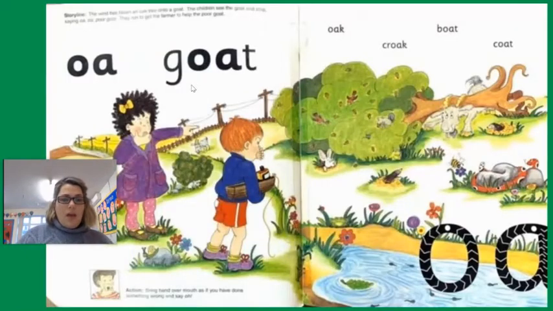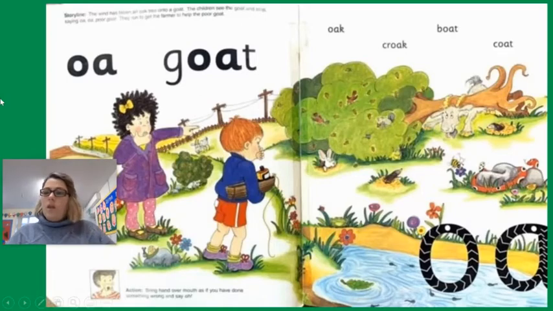Okay, so we're going to start with the digraph today. This is the book that we're looking at today from Jolly Phonics. I think we're on book number 4, just so you know. Okay, right, so the wind has blown an oak tree onto a goat. Oh, the poor goat. Can you see him at the top over there? The children see the goat and stop and say, "Oh, oh, poor goat." They run to get the farmer to help the poor goat.